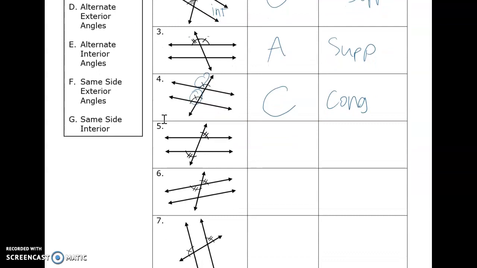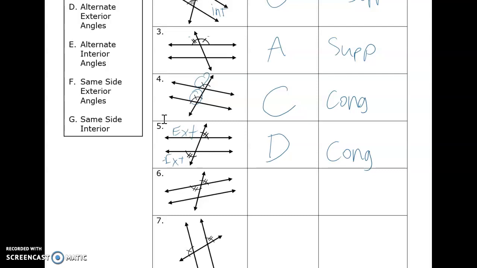Now for this last question, you see question 5. Now this on the side that's outside, so this is exterior, this is exterior, which means that we have exterior angles. Now one is on the left side, one is on the right. That gives us alternate exterior, and these are congruent angles. Okay.